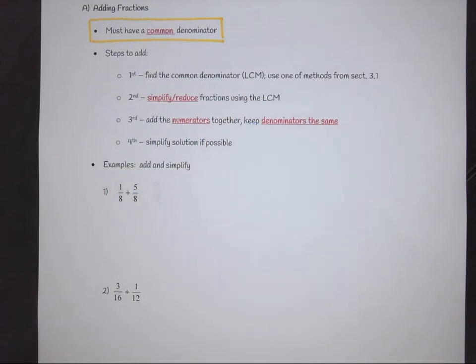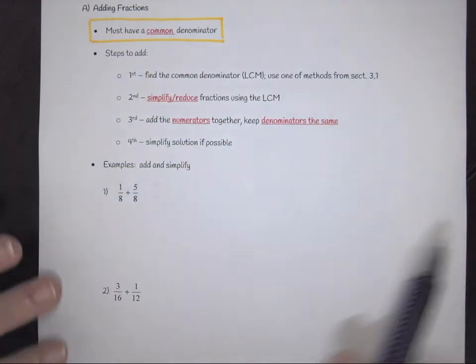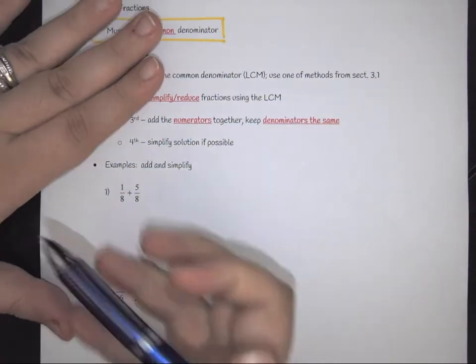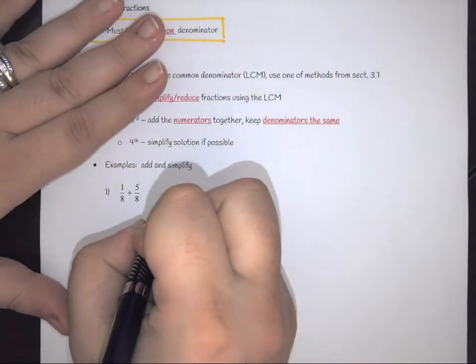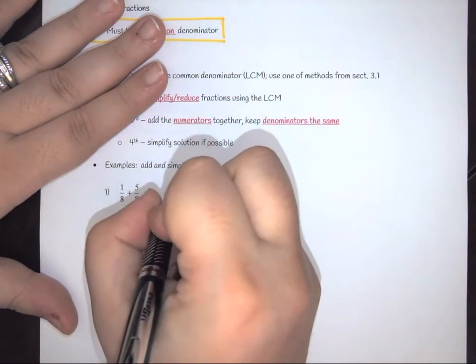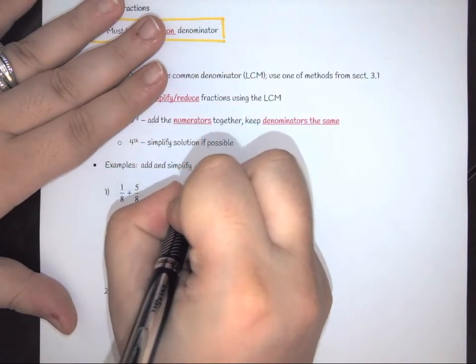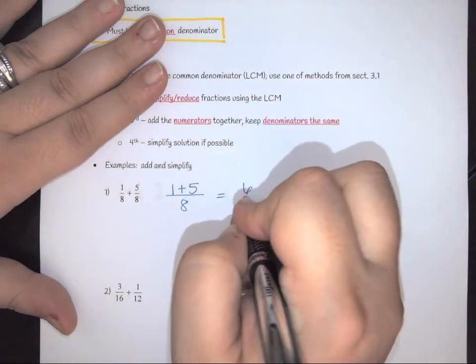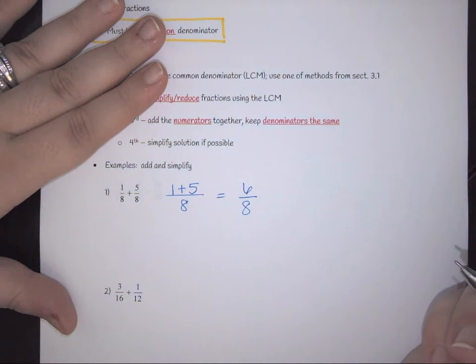So I've got some examples here that we're going to look at, some of which already have common denominators, some of which need them. So if you look at this first one, notice my denominators here are both 8. Since they're the same, it means that I can leave them the same. It means my denominator is going to be 8, and my numerator is going to be 1 plus 5. 1 plus 5 is going to give me a 6 over 8.